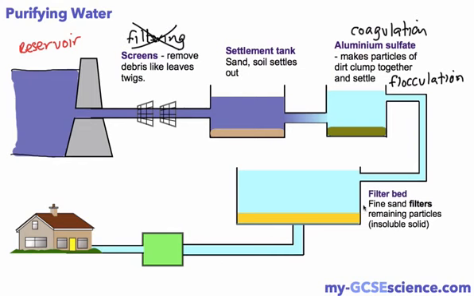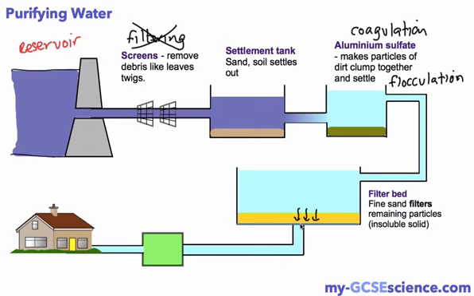And the next stage after that, an important one to remember, is when the water is filtered. So the water goes through a filter bed, and this is made of fine sand, and that is where the remaining particles of any insoluble solids, anything that's insoluble, is removed. So the water seeps through the sand, insoluble and is solid, will be filtered out by the sand, and this actually is the process of filtering.